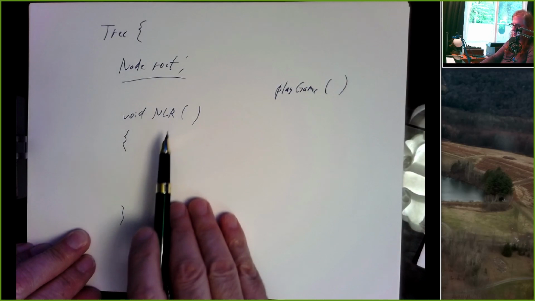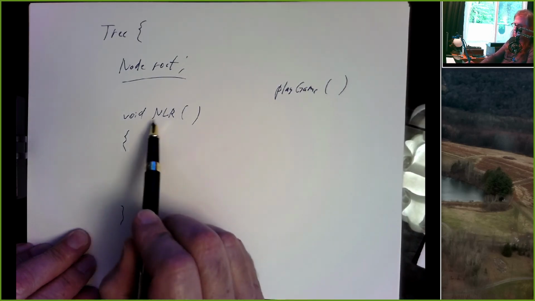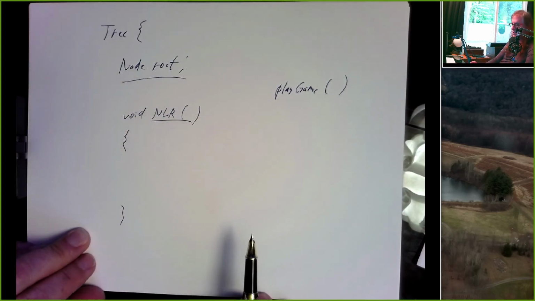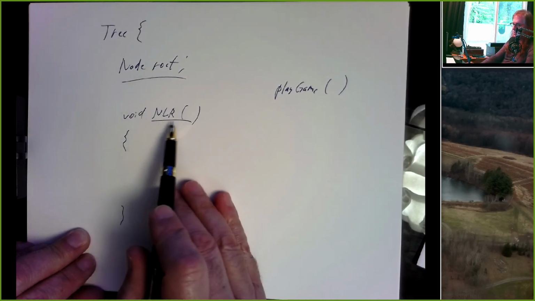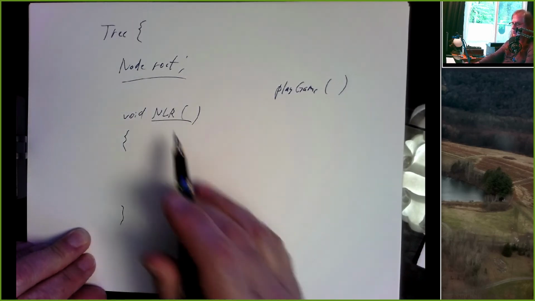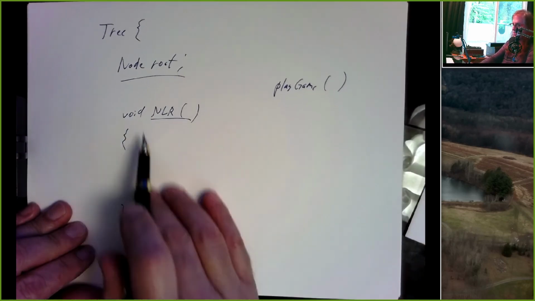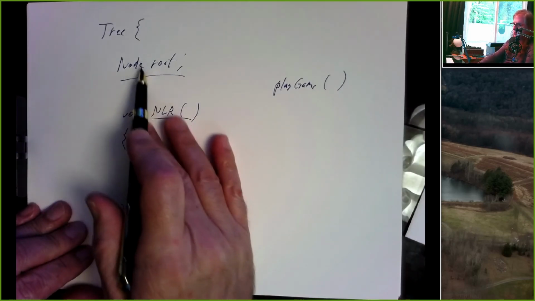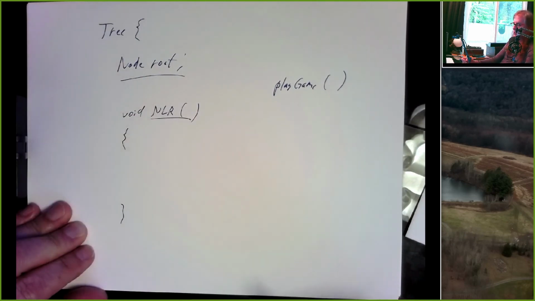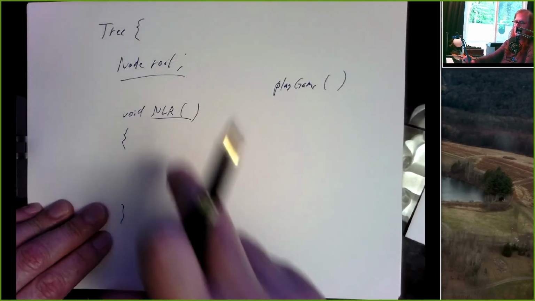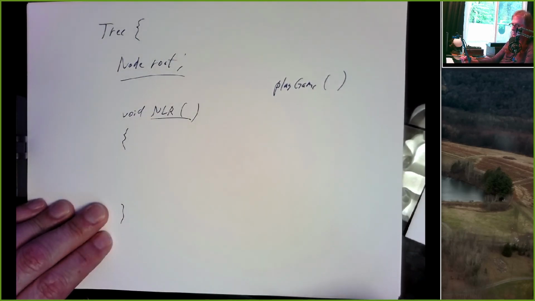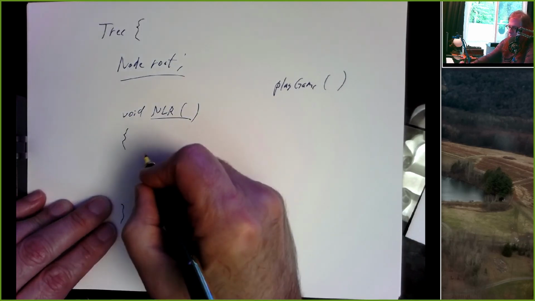Because if this is a method in the tree class, I can't really say root.yes.nodeLeftRight, because root.yes is a node. I can't say root.nodeLeftRight because root is a node and nodeLeftRight is in the tree class. So this is like a wrapper around our traverse code. So we could do something like this.